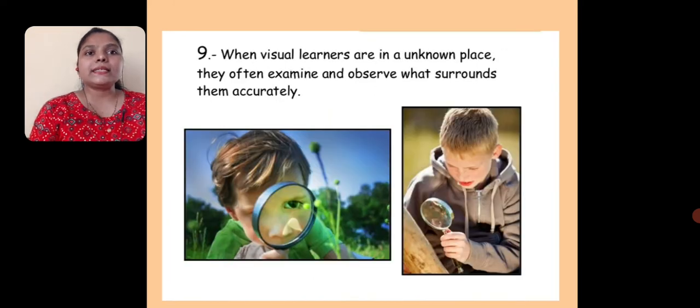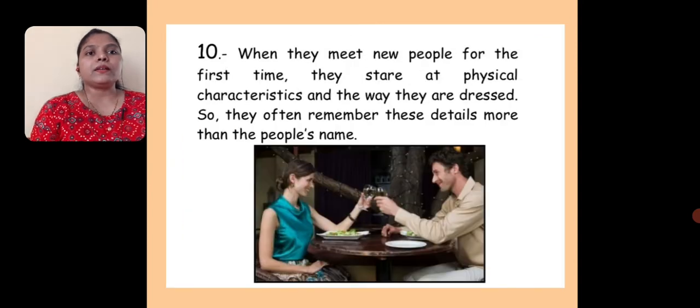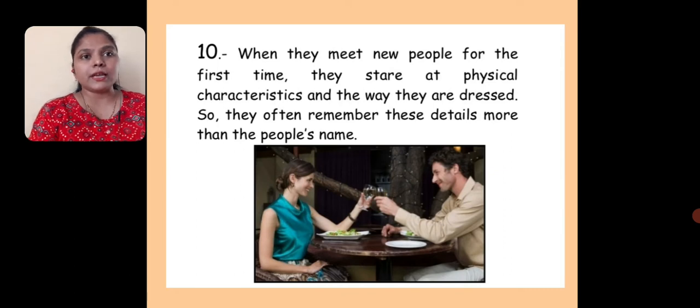Next, when visual learners are in an unknown place, they often examine and observe what surrounds them accurately. So visual learners have good observation power. Then the tenth one is when they meet new people for the first time, they stare at a physical characteristic and the way they dressed. So they often remember these details more than people's names.